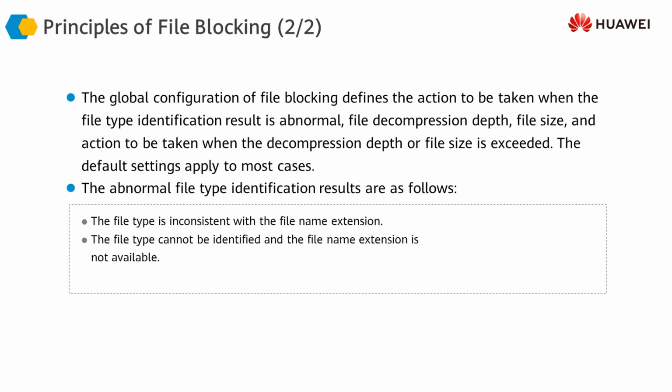If there is no name extension available and we cannot identify the file type, what do we want to do with those types of files? Or if the file is damaged or malformed, what do we want to do with that file? These and a few other criteria, we can define actions against in the global configuration of file blocking. As I said, this will be much clearer when we look at the actual configuration for file blocking.